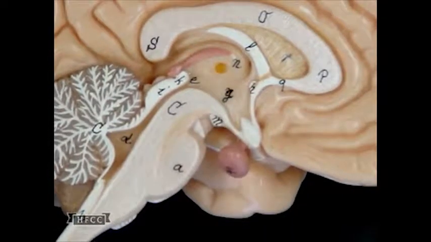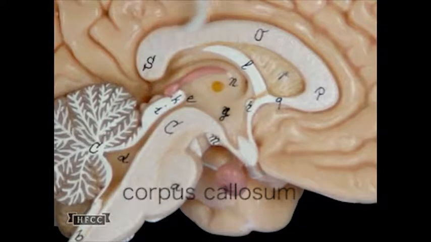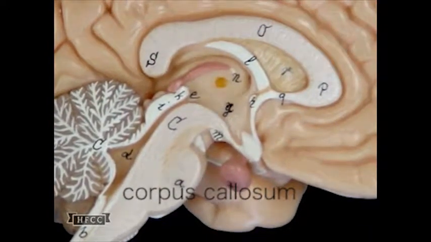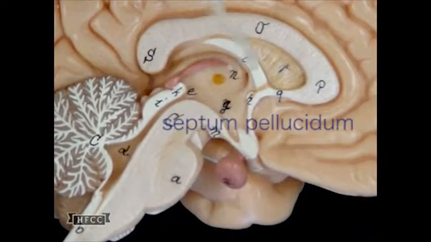This is a midsagittal view close-up of the plastic brain, left hemisphere. That white structure being touched is the corpus callosum. It's a bridge between the two hemispheres. The left hemisphere is shown.